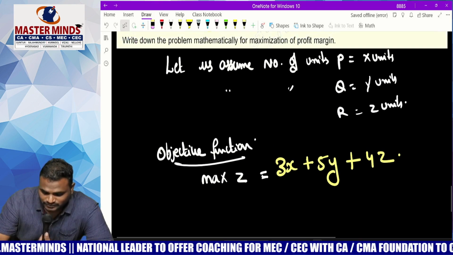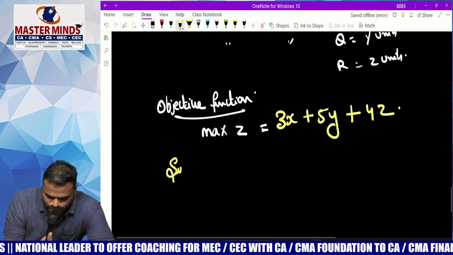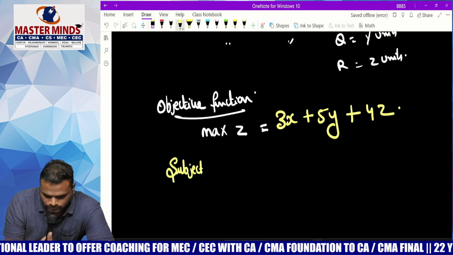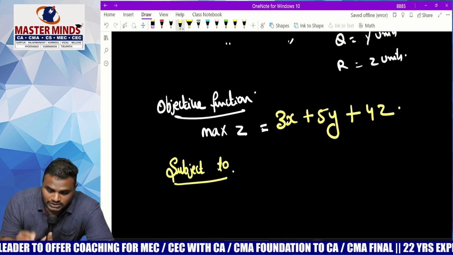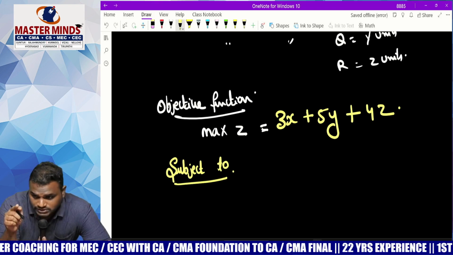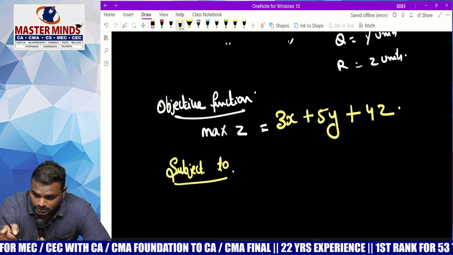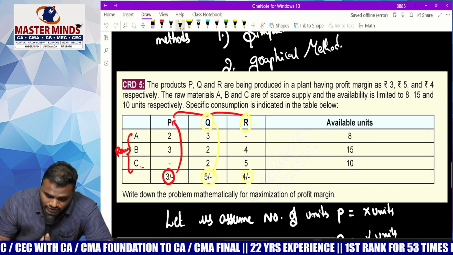Now this is the objective function, but subject to 2. Now what is the second set of equations? How many resources are there? Then tell me how many equations will come? 3 equations.